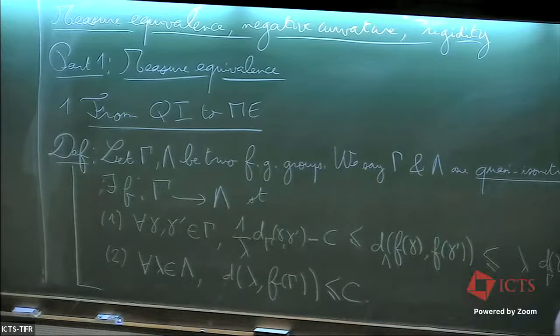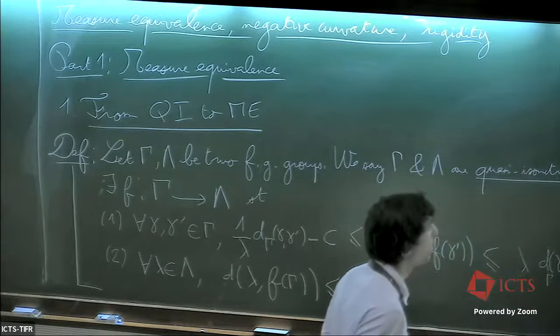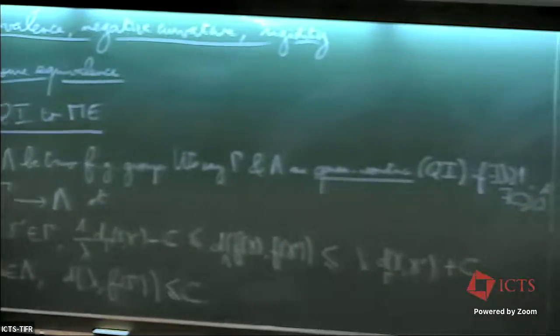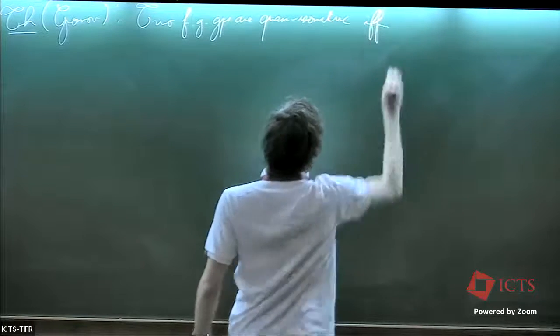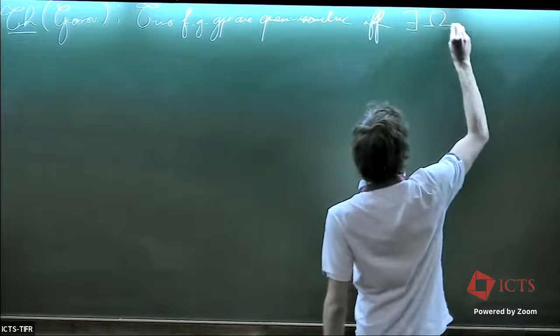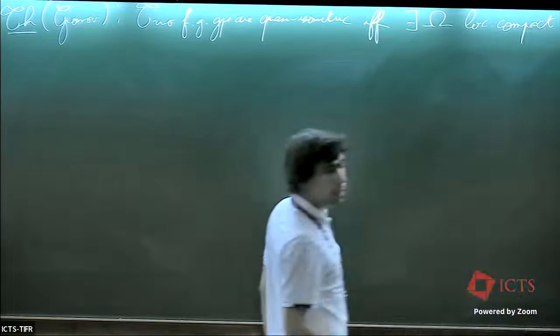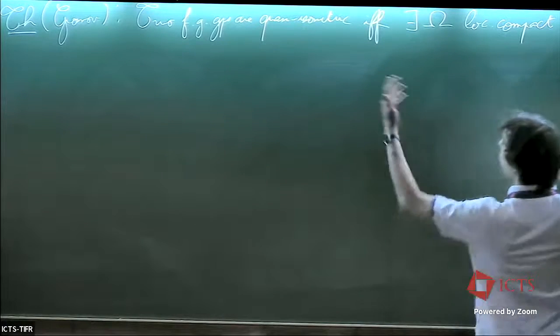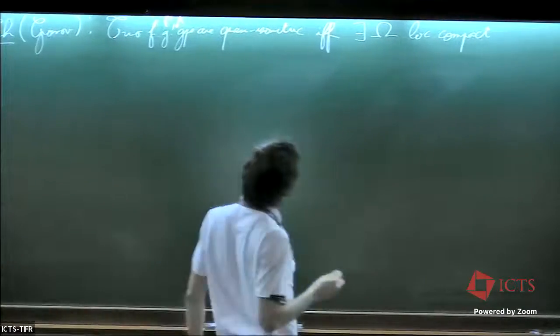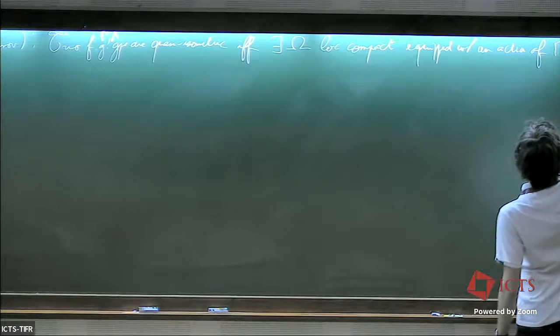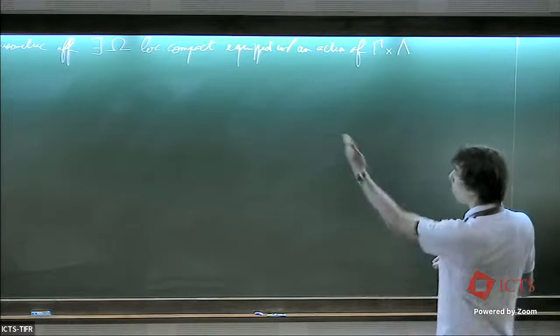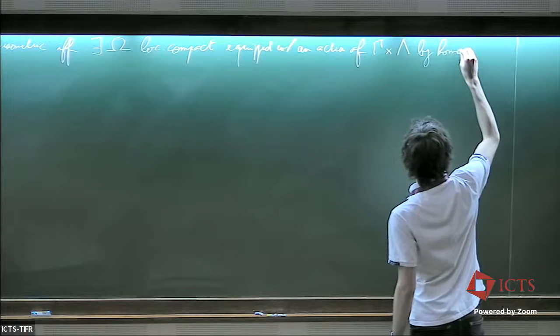But there is another possible definition of quasi-isometry, which is an observation by Gromov, another equivalent characterization: two finitely generated groups are quasi-isometric if and only if you can find some locally compact topological space Omega on which the two groups Gamma and Lambda act, and you want those two actions to commute. So I really want an action of the product Gamma cross Lambda on Omega by homeomorphisms.